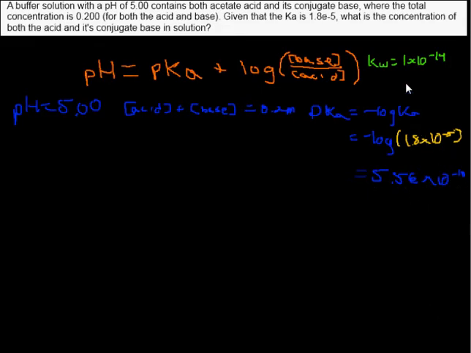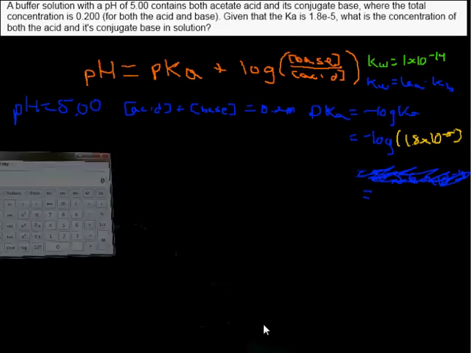We get that by just taking this and dividing it by this, because remember, Kw equals Ka times Kb, and then we're solving for Ka, so it's Kw divided by Kb. Oh wait, what am I doing? I was going ahead of myself. Yeah, this is for the conjugate base.